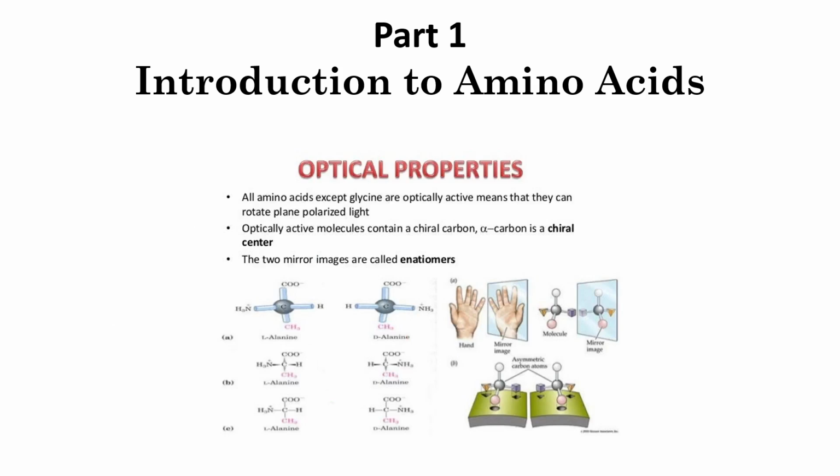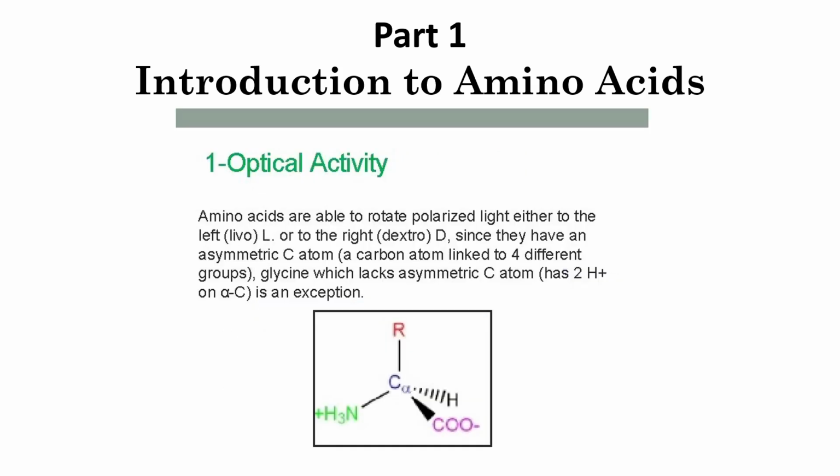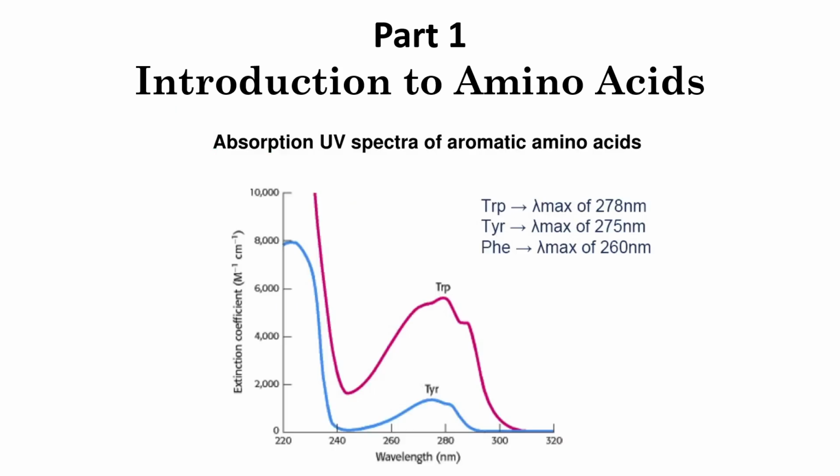You might have heard about L amino acid and D amino acid. That is because of their optical properties, whether they are levorotatory or dextrorotatory. That depends upon the polarized light itself. If it is going towards the left, then it is levo. If it is going towards the right, it is dextro. And that's how they are labeled, L or D amino acid.